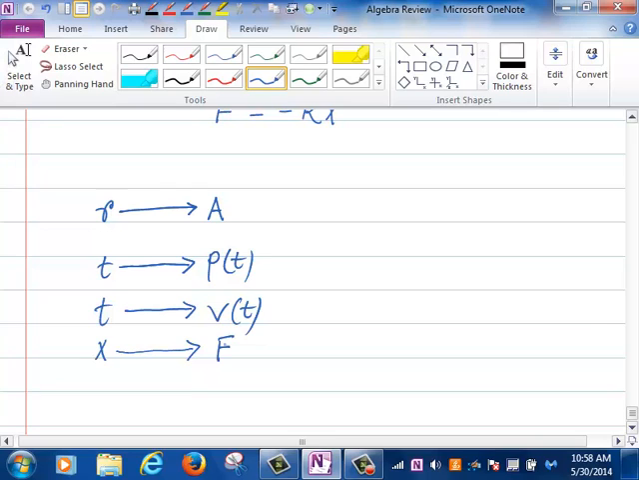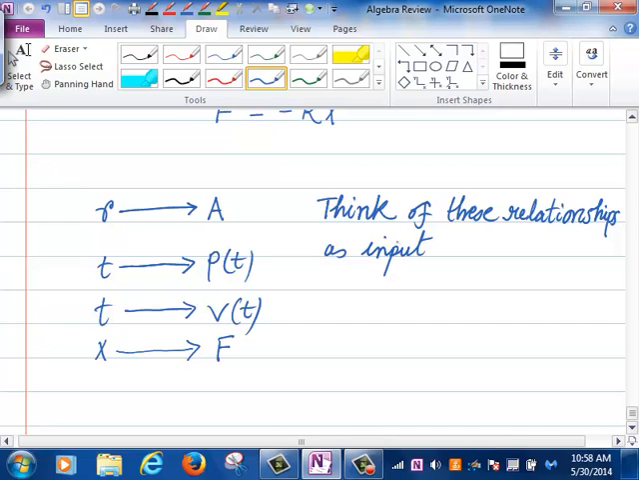So think of all these functions as an input-output relationship. It's an input-output process, because if your input is a radius, then the output is the area. If your input is time, the output is velocity or position. If your input is x, the output is the restoring force. So I will think of these relationships as an input-output process. Okay.